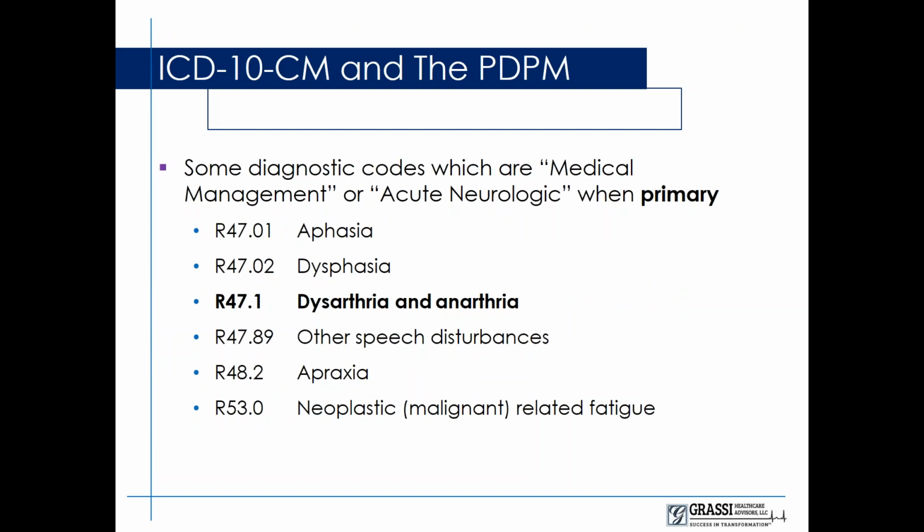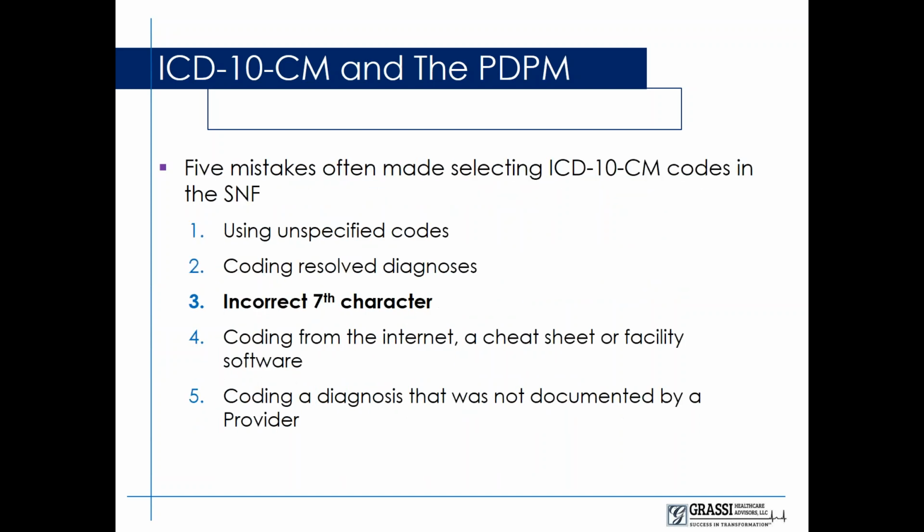And again, just more examples of the same. Next slide. So, 5 mistakes often made selecting ICD-10 codes in the skilled nursing facility, which we've seen. Again, using the unspecified codes because they never really impacted payments, so it wasn't as important. Of course, it's important, but it's not as important as it is now, because now it's directly going to have an impact on the payment.